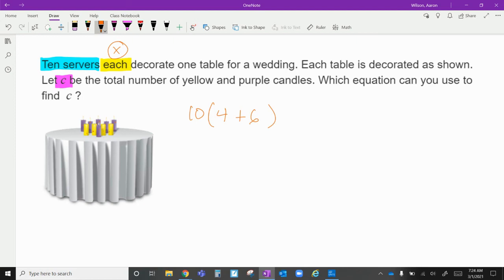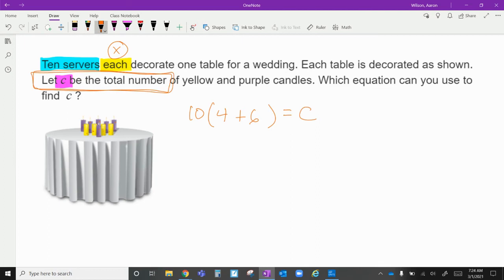Actually, it's almost the equation. We are forgetting one thing. Keep in mind, what do all equations have? They have equal signs. So this has to equal C. And how do I know it has to equal C? It tells me let C be the total number, right? So C has to be what all this would be combined.